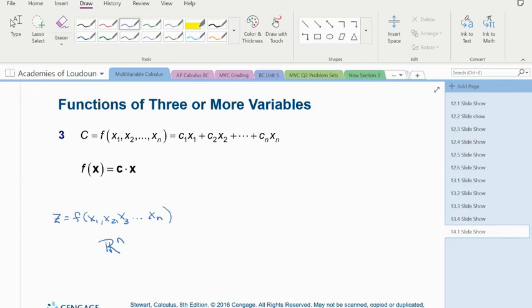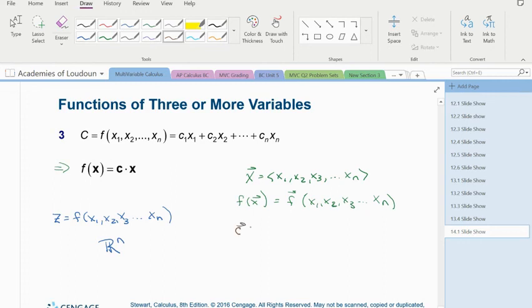Sometimes we will use vector notation to write functions more compactly. If we define x as x1, x2, x3 to xn, we can often write f of x in place of f of x1, x2, x3. With this notation, we can write the function shown as equation 3 as the function here, where c is going to be defined as c1, c2 to cn, and c dot x denotes the dot product of the vectors c and x in our function.